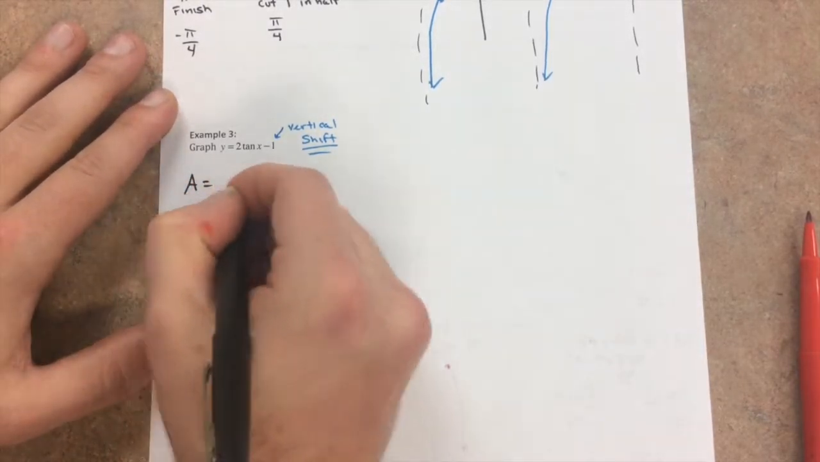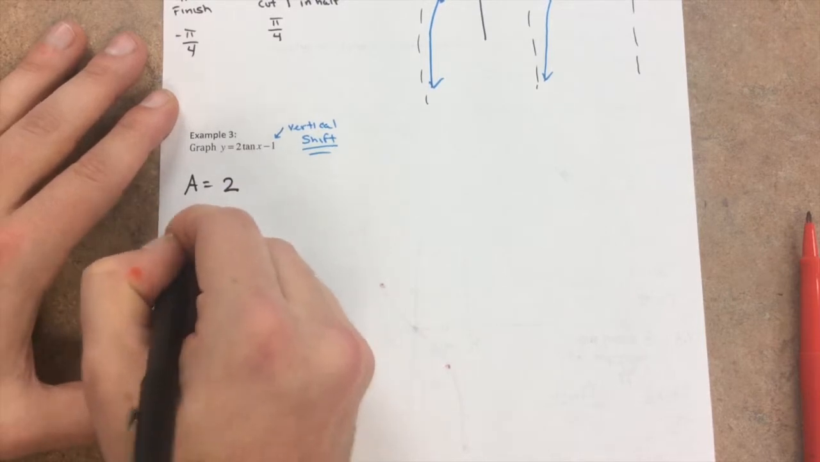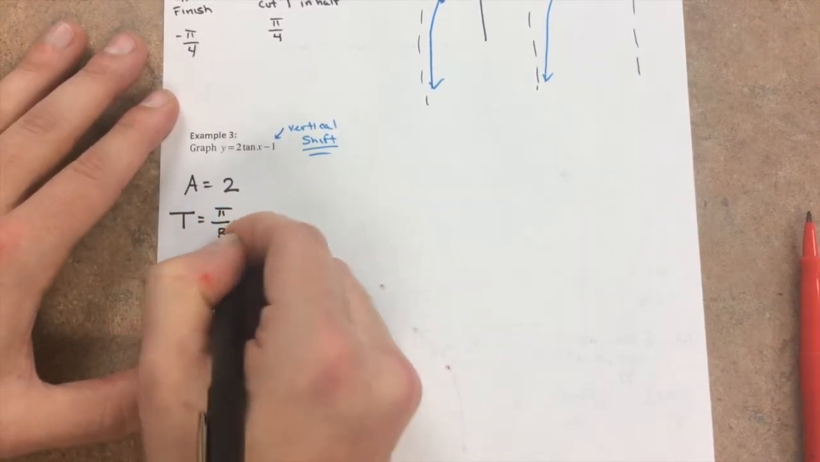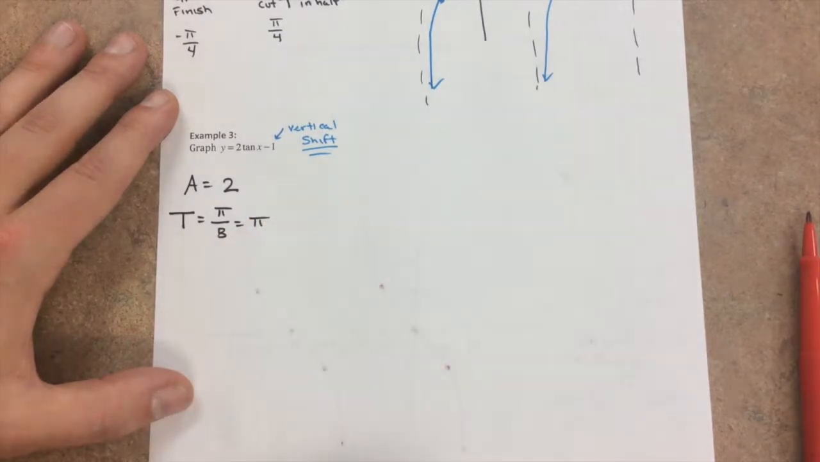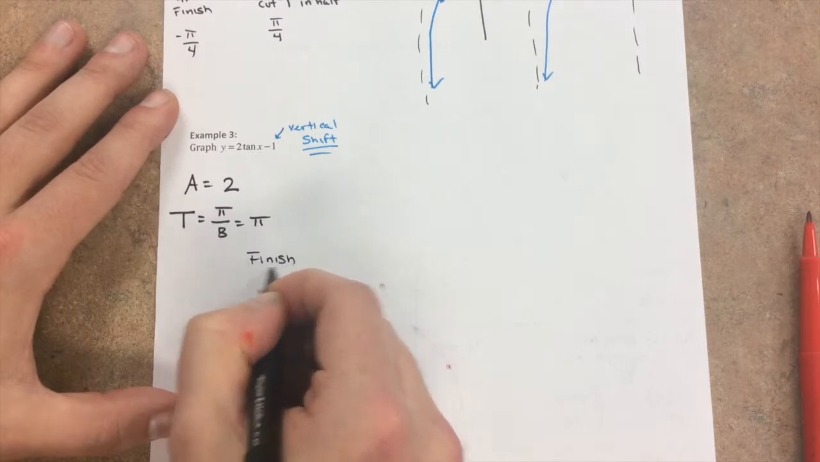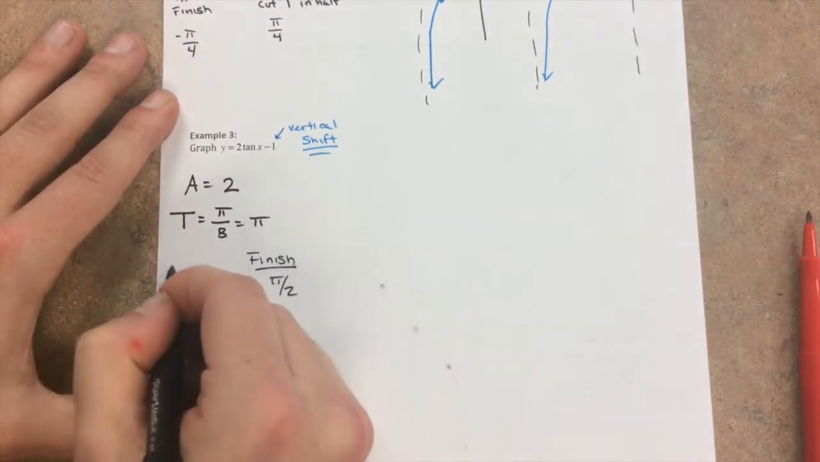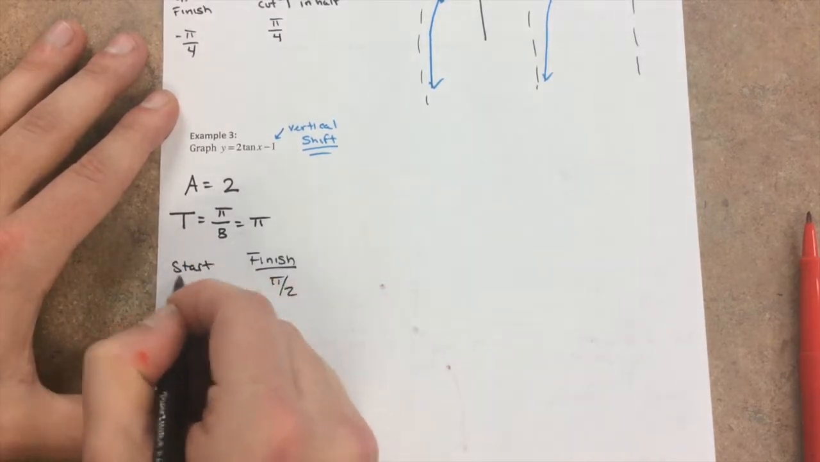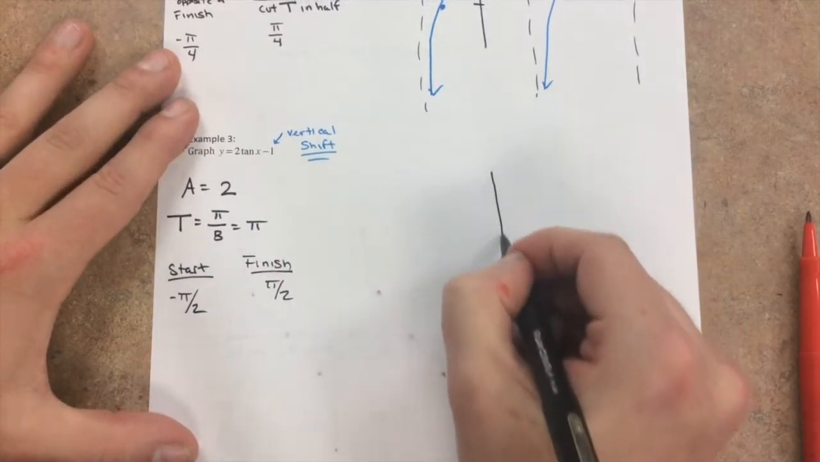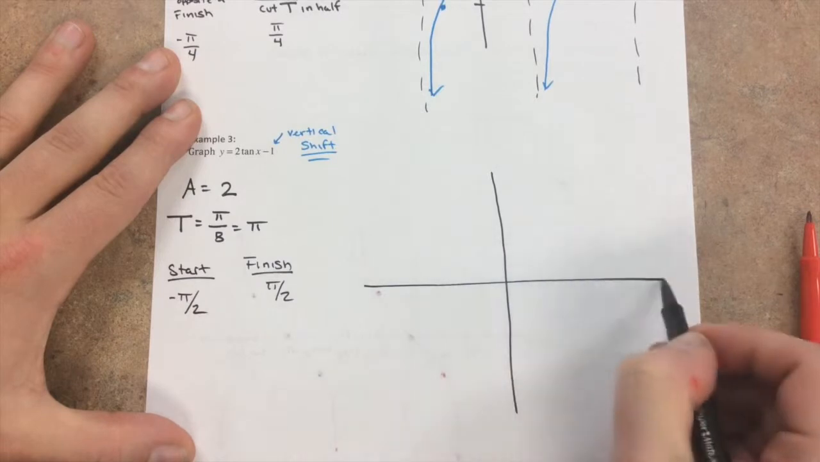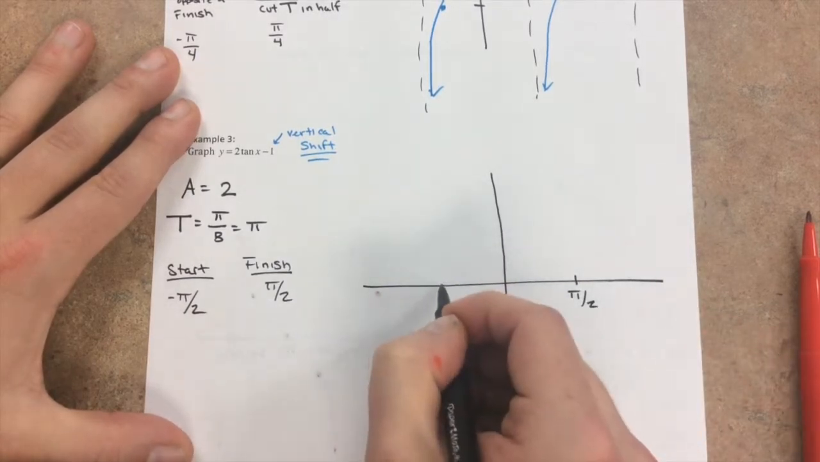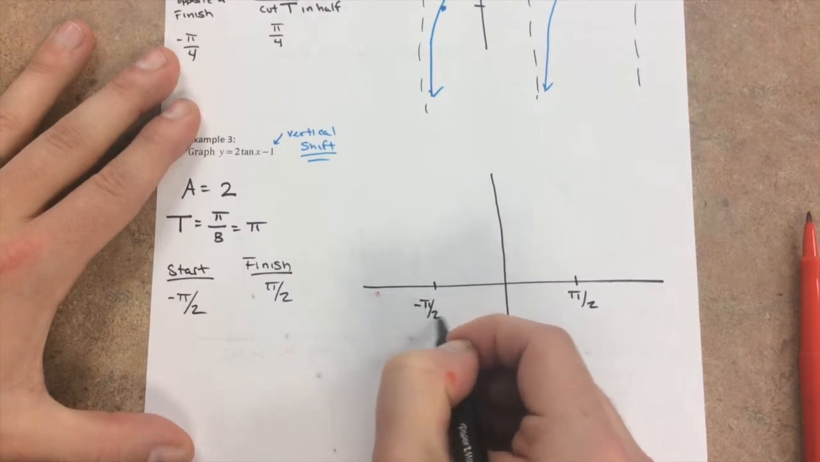So we're going to start with the amplitude, which is 2. Our period, which is pi over b, so that's just pi. So our finish is going to be half of our period, and our start would then be negative pi over 2. So we're going to draw our graph. We're going to go out pi over 2, and then back negative pi over 2.